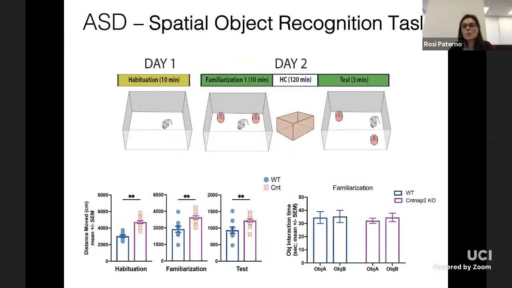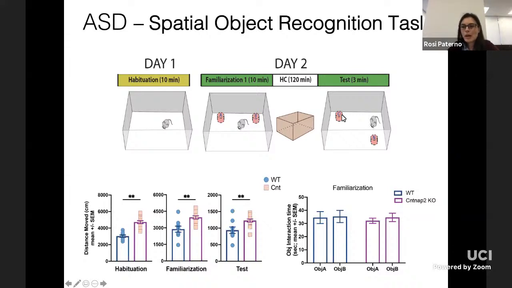But the question was how the hippocampus is involved. Can we identify any difference in behavioral performance using a hippocampal dependent memory task? And we chose the spatial object recognition task. This task is run over 2 days. The first day, the animal is exposed to the open field, completely empty. And the second day, the animal is exposed to 2 identical objects.